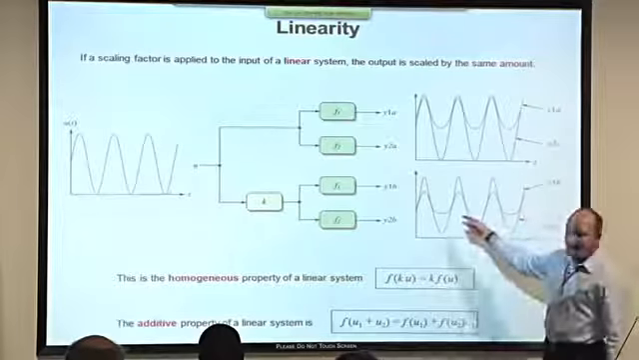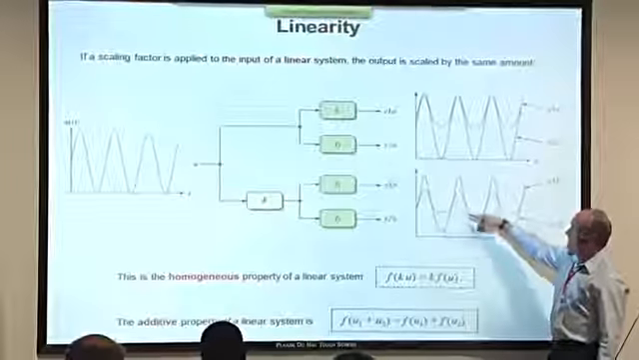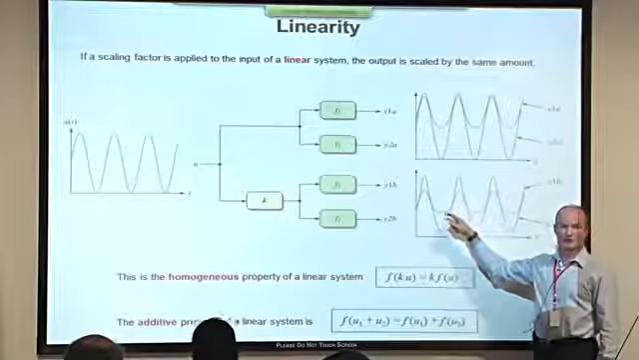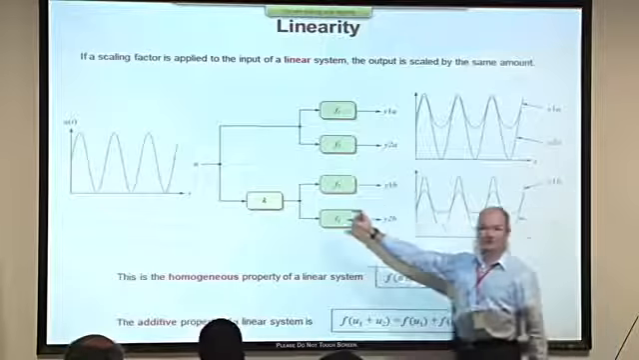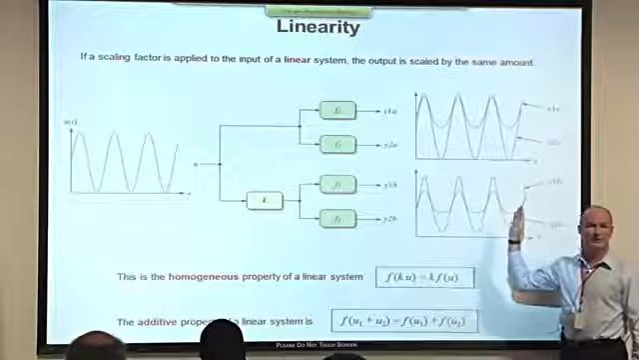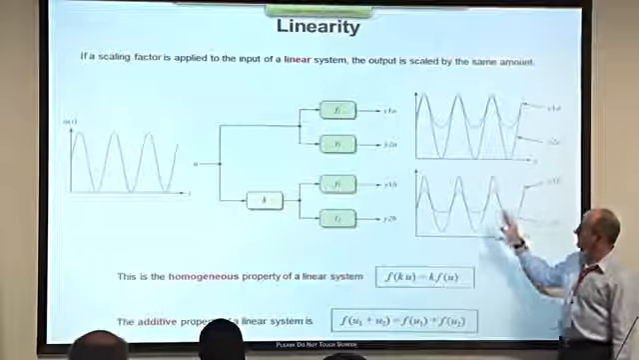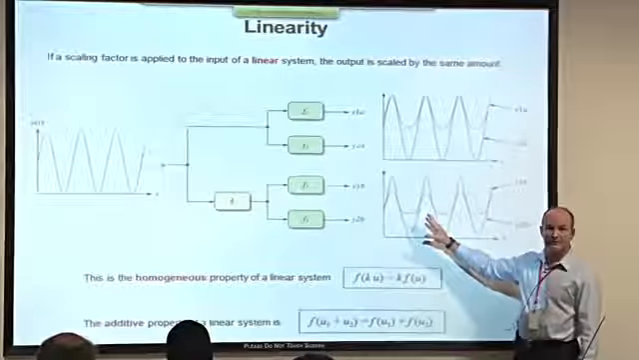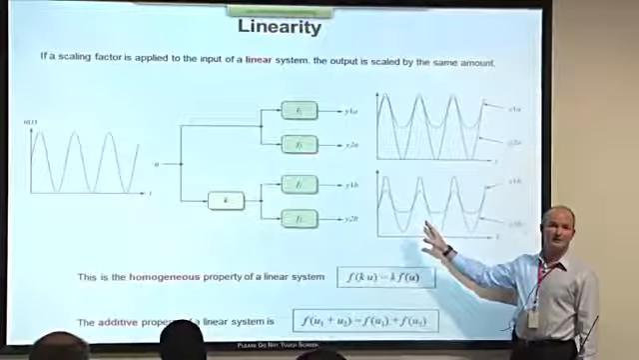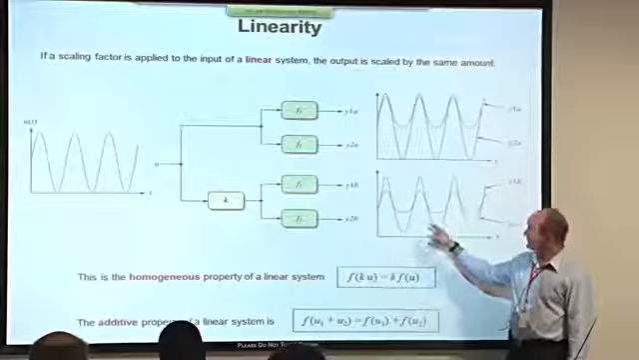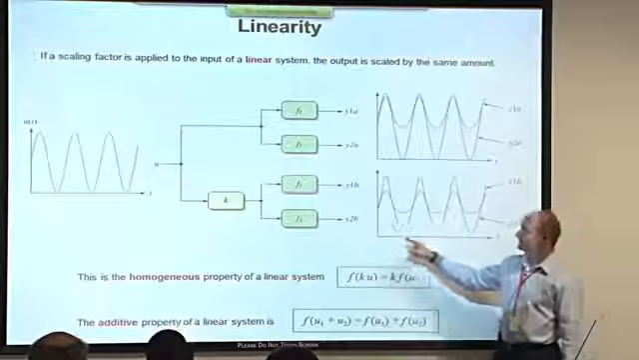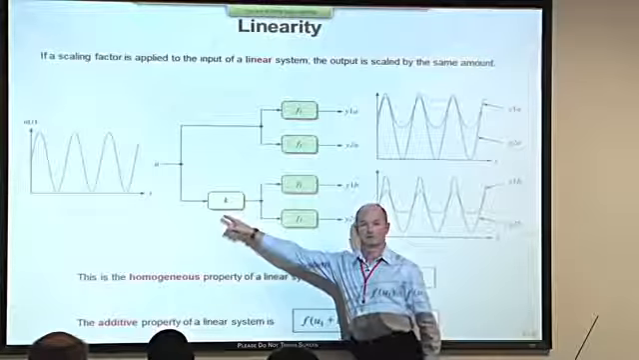Now comparing the outputs, you can see that the nonlinear system has a completely different shape. Something about changing the amplitude of the input has changed completely the shape of the output waveform from the nonlinear system. The linear system, however, in blue, is still perfectly sinusoidal. Its shape has not changed. In fact, the only thing that has changed is its amplitude, and its amplitude has changed by this amount, k.